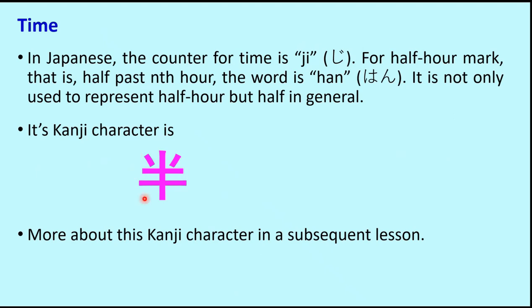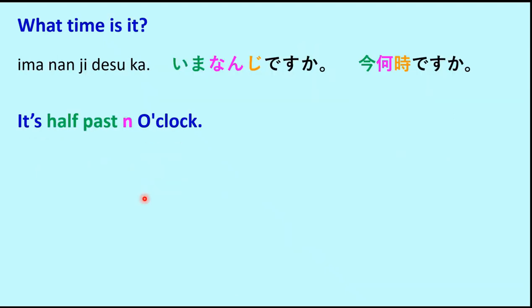So now again, same question, ima nanji desu ka? What time is it now? If the answer is it's half past n o'clock, then in Japanese it will be ima niji han desu. That is, it's 2:30. Niji han. As you can see, han will be after ji. It will not be like nihanji. 2:30 is not nihanji, but it's niji han. So ji will always be attached to the hour. And after that, this han, that is half, will be added after ji.